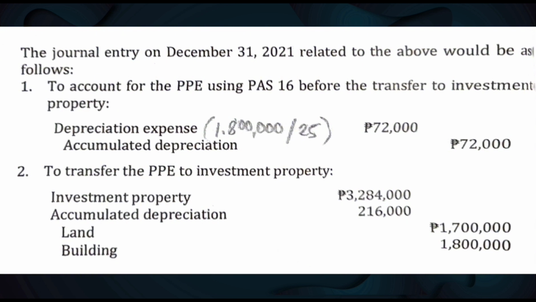Then, this is the journal entry on December 31, 2021. So, to account for the PPE using PAS 16 before the transfer to investment property, depreciation expense, debit 72,000. So, nakuha ni nato atong i-divide ang cost sa building, which is 1.8 million divided by 25 years, the useful life. So, we have 72,000. Credit accumulated depreciation, 72,000. To transfer the PPE to investment property, debit investment property 3,284,000, accumulated depreciation, debit 216,000, land credit 1.7 million, and building credit 1.8 million.